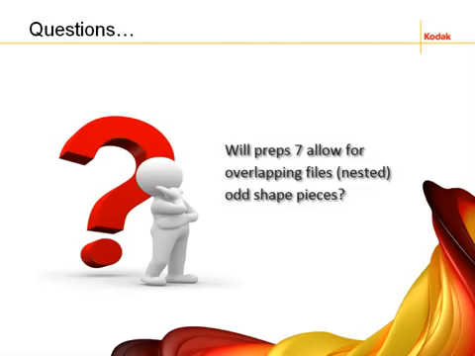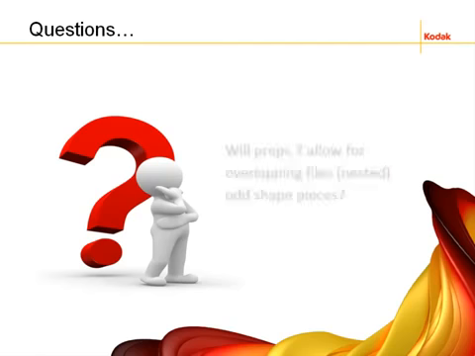Okay, will PREPS 7 allow for overlapping files, nested, odd-shaped pieces? So that goes back to the earlier nested question, and the answer is yes. There are some functions that you would have to change within PREPS, within the default config file, to allow you to handle the bleed, but PREPS will see everything as a rectangle, and then it's just a matter of positioning those rectangles on top of each other correctly.